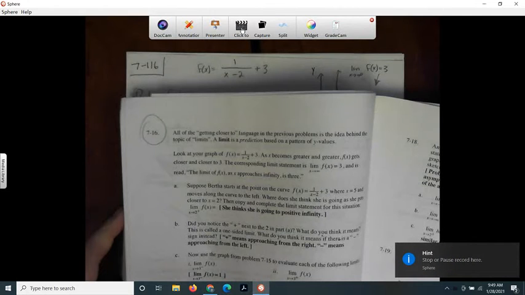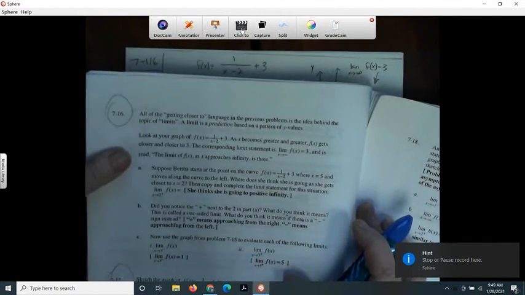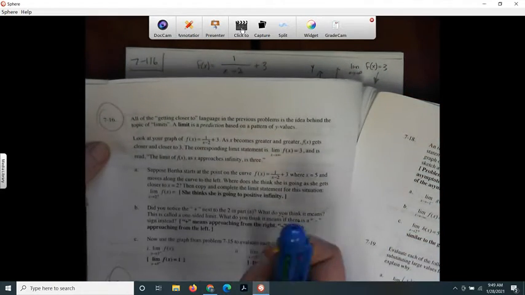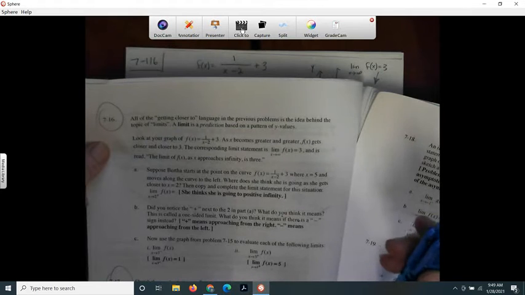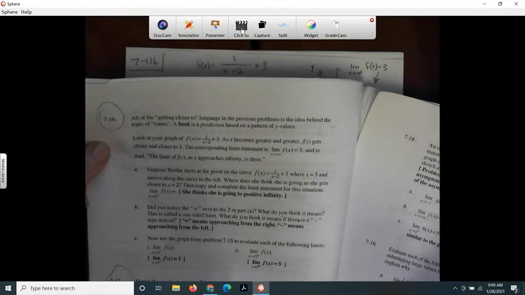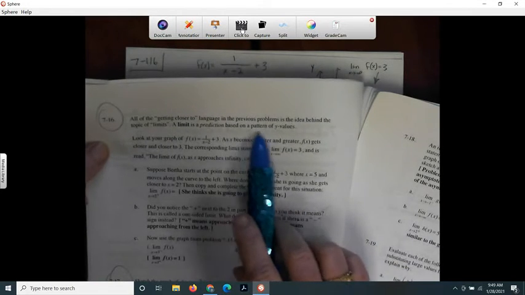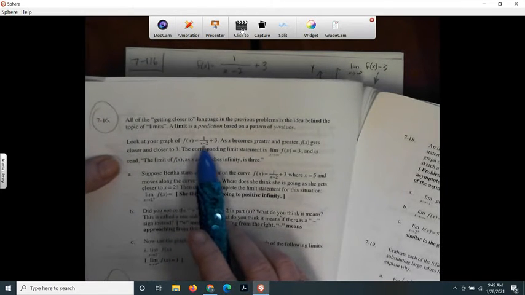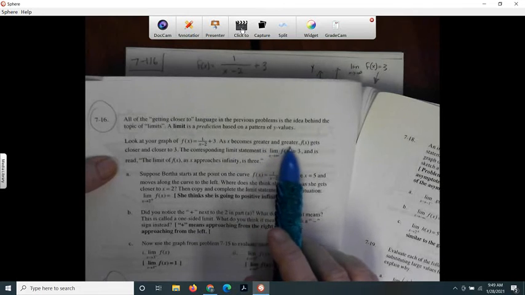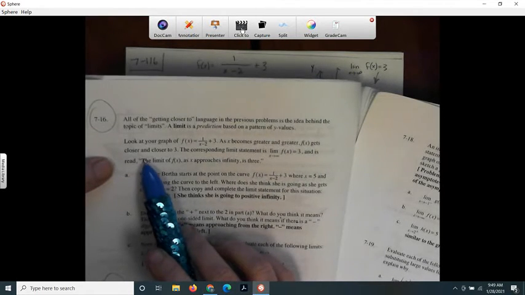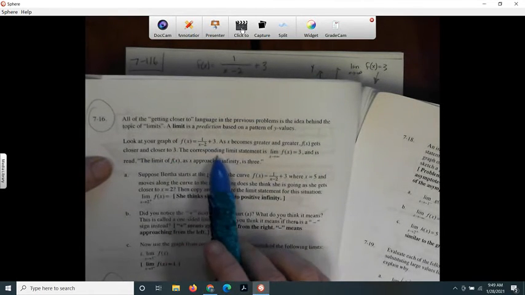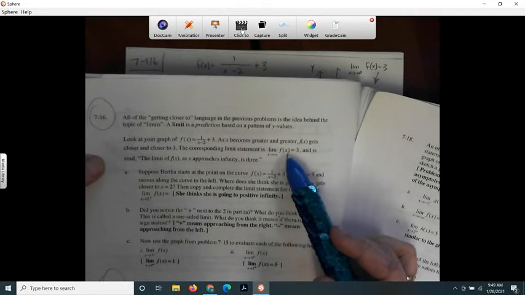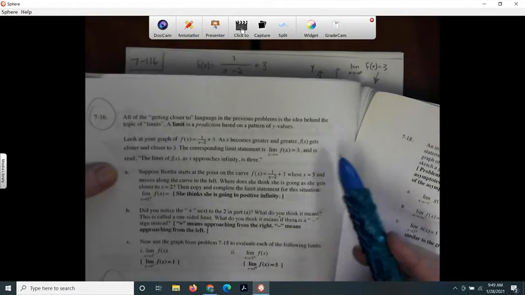Here's pre-calc. It's problem number 7-16. It says, all of the getting close to language in the previous problems is the idea behind the topic of limits. A limit is a prediction based on a pattern of y values. Look at your graph for f of x equals 1 over x minus 2 plus 3. As x becomes greater and greater, f of x gets closer and closer to 3. The corresponding limit statement, the limit as x approaches infinity of f of x equals 3, is read, the limit of f of x as x approaches infinity is 3.